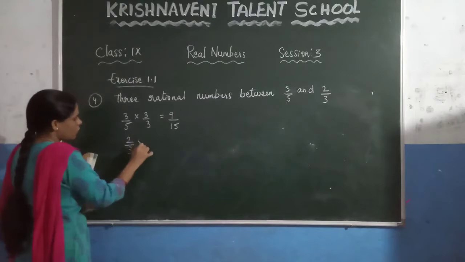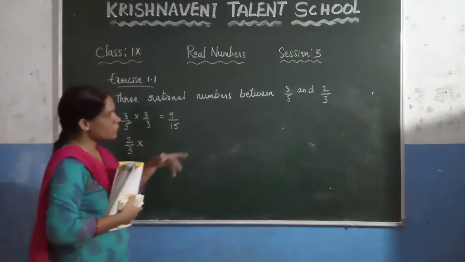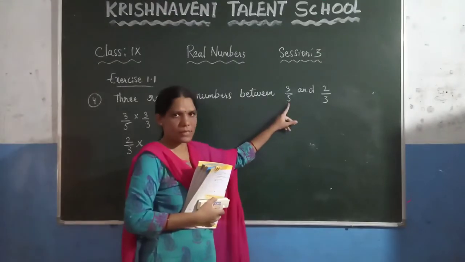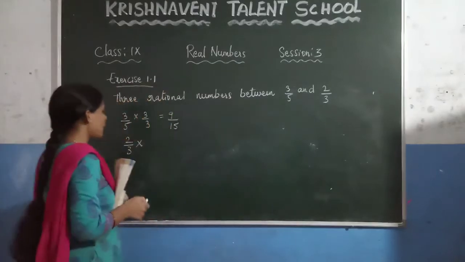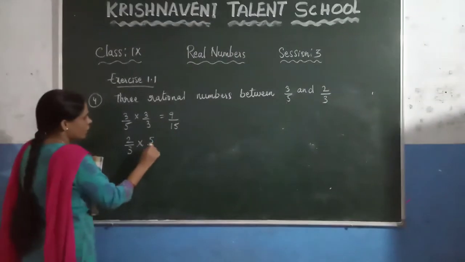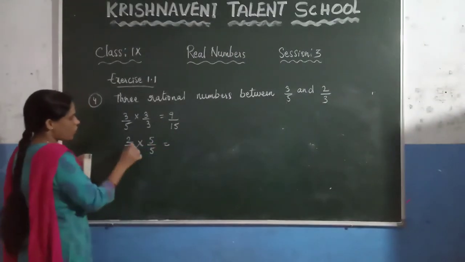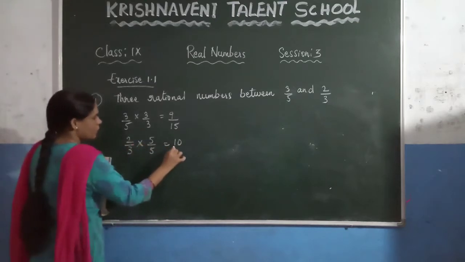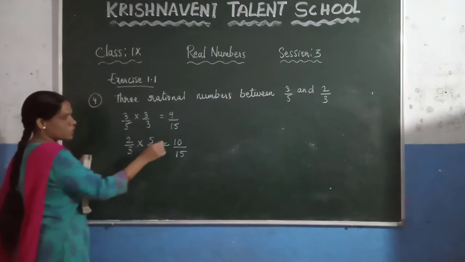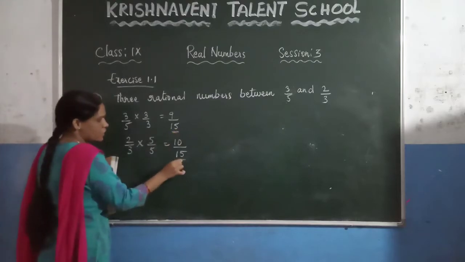2 by 3. Now which number do you have to multiply? The other number's denominator, here 5. Now multiply this number with 5 and divide by 5. So what will you get? 2 into 5 which is 10 and 3 into 5 which is 15. You can clearly observe that we are making the denominators equal.